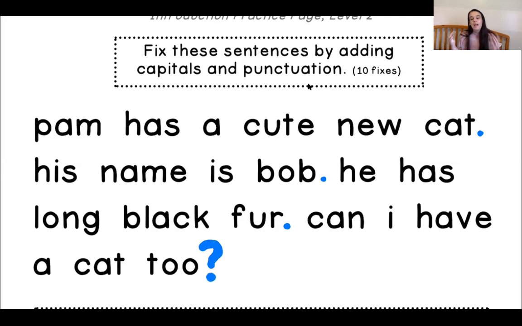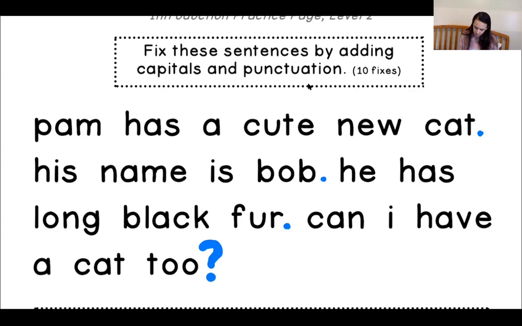Now that I've put my punctuation, I need to go fix something else. Do you remember what else we need to fix? We need to fix the capital letters. So every time I see a name or I see the beginning of a sentence, I'm going to capitalize it. For what I'm showing you, I'm going to cross them out. But when you type, you can delete and type, okay?